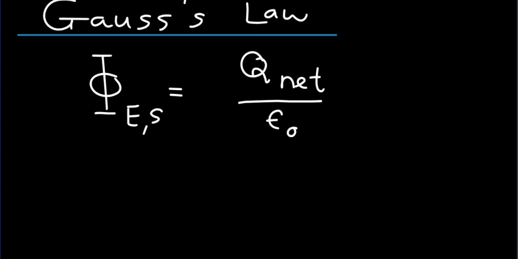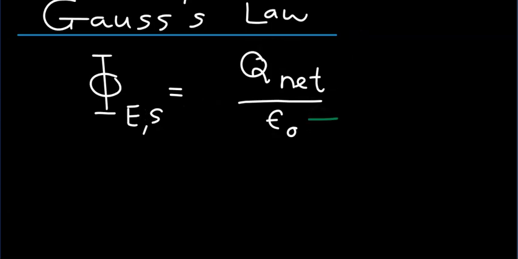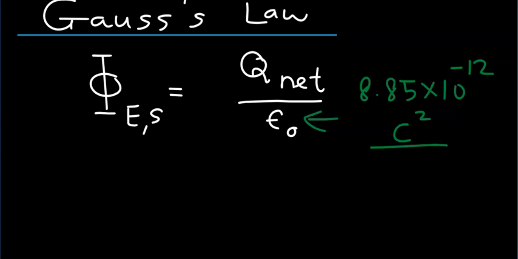Now we are ready to define Gauss's law. Gauss's law is defined in the following manner. It says the electric flux through a closed surface S is equivalent to the amount of net charge that is contained within that closed surface S divided by a constant epsilon naught. This constant here has a value of 8.85 times 10 to the power minus 12, in units of coulomb squared per newton per meter squared. It's called the permittivity of vacuum.